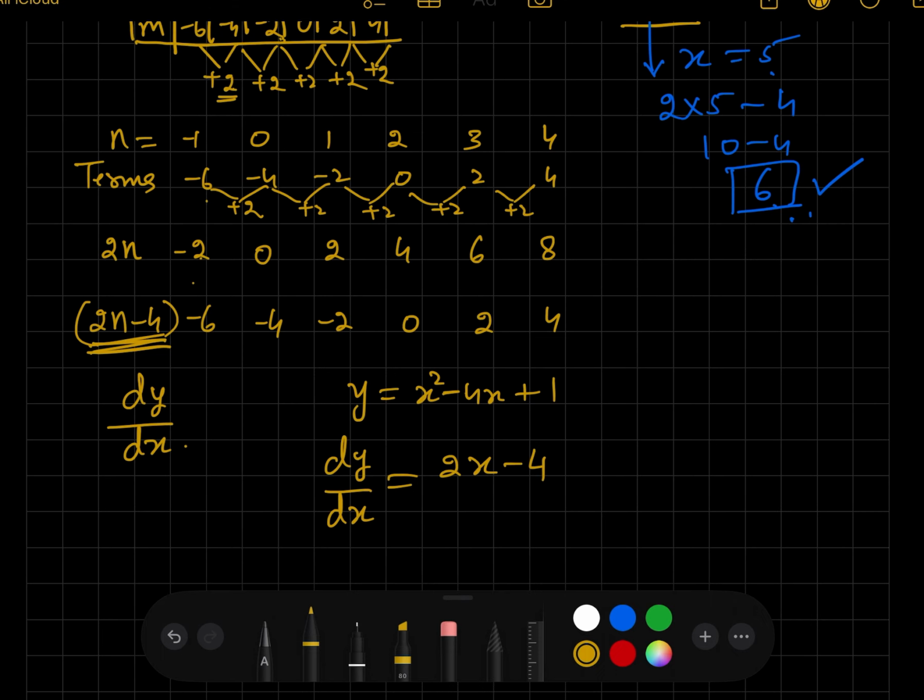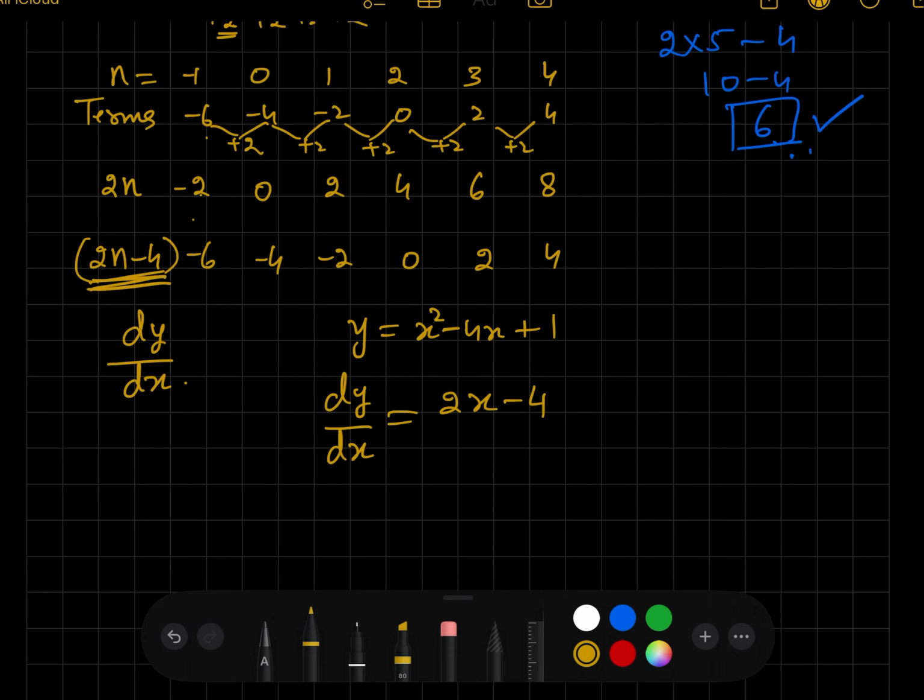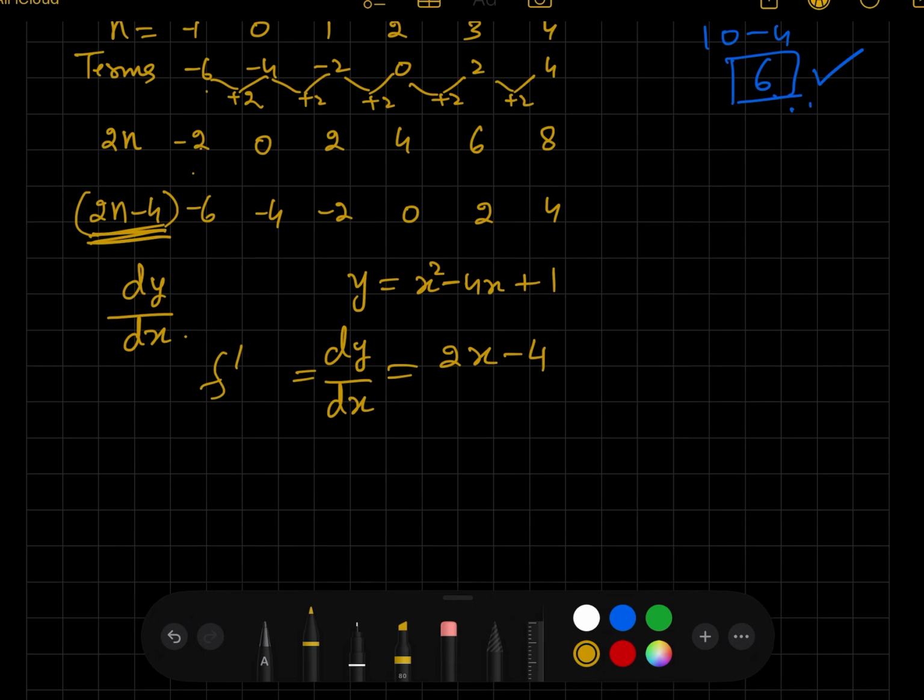Fine. And this dy by dx is also denoted as f dash. So if I write my function f(x) is equal to x square minus 4x plus 1, then the gradient of this function is written as f dash x is equal to 2x minus 4.